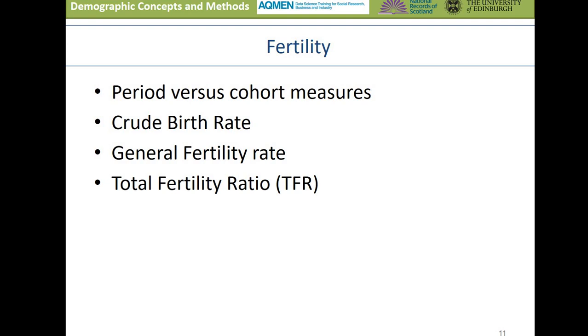So here this links to the POPGROUP training later, in that the total fertility ratio is something that POPGROUP estimates and that you can enter into POPGROUP when you're producing your projections.